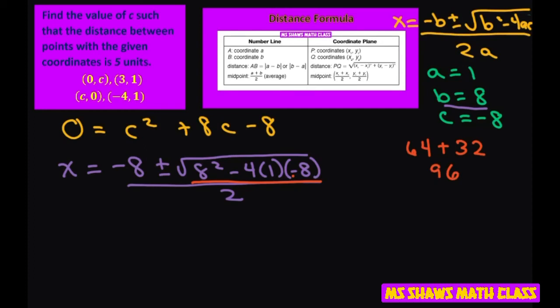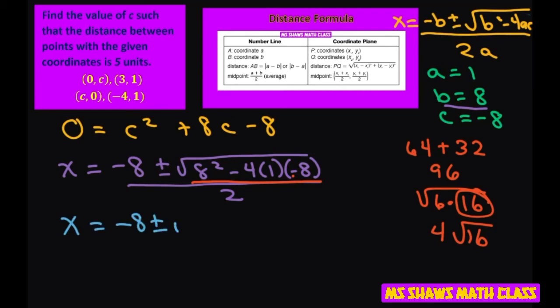And 96 can be written as 6 times 16. The square root of 16 is 4, so we can write this as 4 square root of 6. So let's write this out. It's x equals negative 8 plus or minus 4 square root of 6.